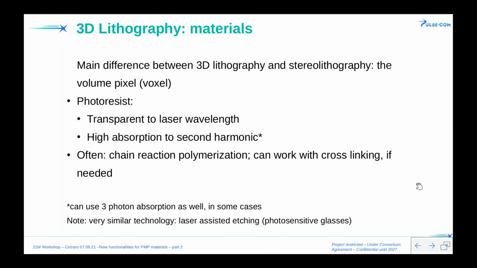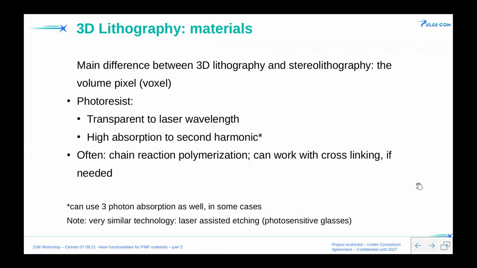Now, the photoresist itself for two-photon polymerization has to be transparent to the fundamental, the central wavelength of the laser, because it has to propagate through the photoresist without changing the temperature or any parameters of the photoresist. And of course, we have to have a high absorption at the second harmonic to initiate the polymerization process. I'm going to talk a bit about this in the next slide.